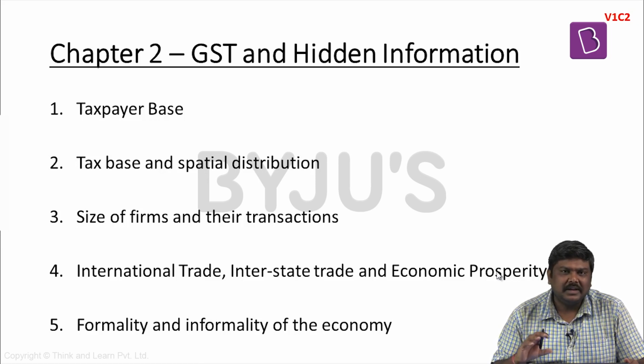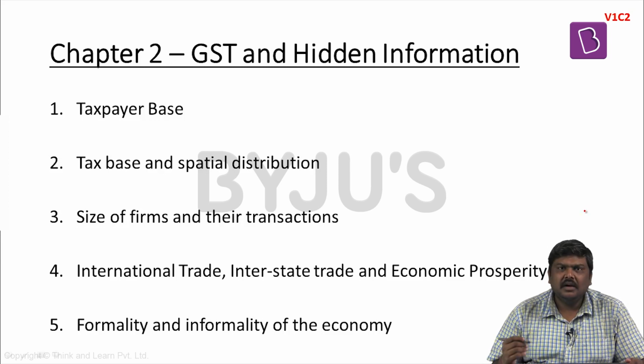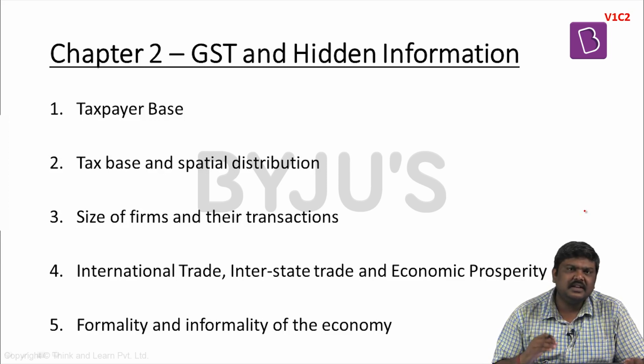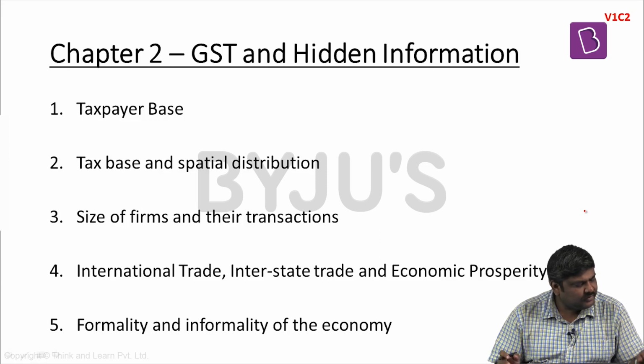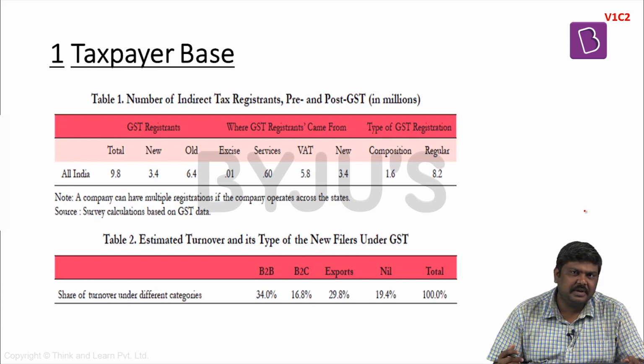This hidden information, or the information which is available because of the implementation of GST, has been discussed in the second chapter. In this particular chapter, these are the 5 areas that I will be discussing. Let me start with the first area, that is, with the implementation of GST, what has been the improvement or what has been the change in the taxpayer base.